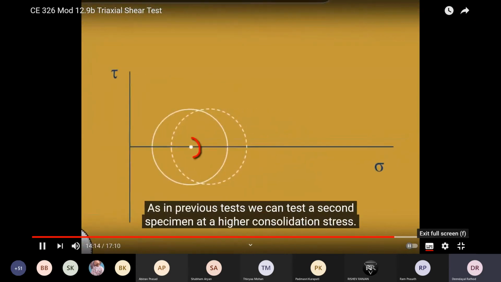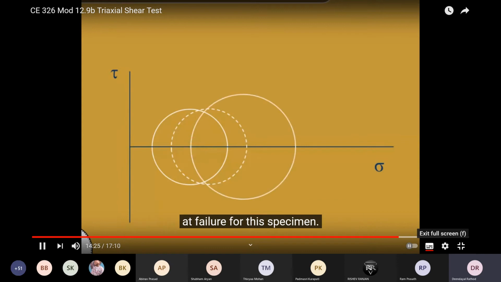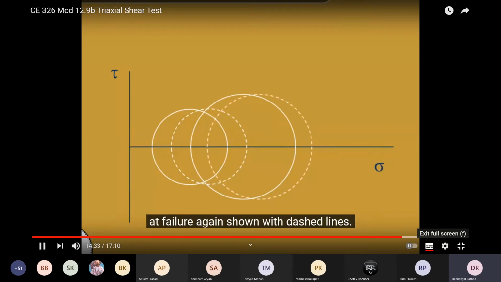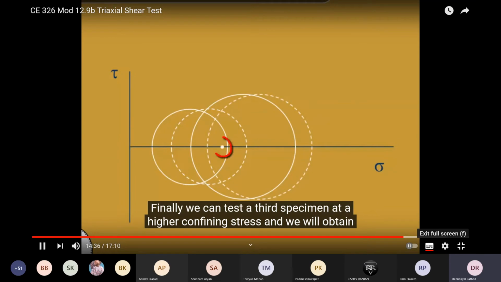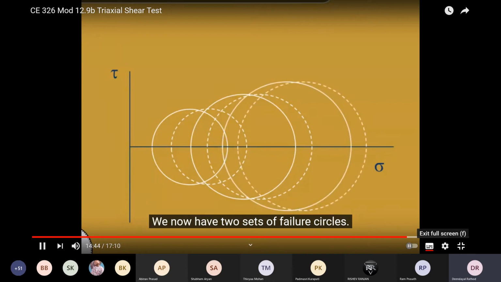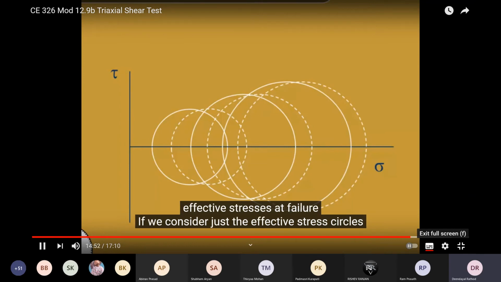As in previous tests, we can test a second specimen at a higher consolidation stress. We can then shear this specimen until it fails and determine the total stress circle at failure for the specimen. Again, we'll know the pore pressures at failure, so we can also plot the effective stress circle at failure, here shown with dashed lines. Finally, we can test a third specimen at a higher confining stress, and we will obtain another set of total and effective stress circles at failure. We now have two sets of failure circles. The solid circles represent total stresses at failure, and the dashed circles represent the effective stresses at failure.